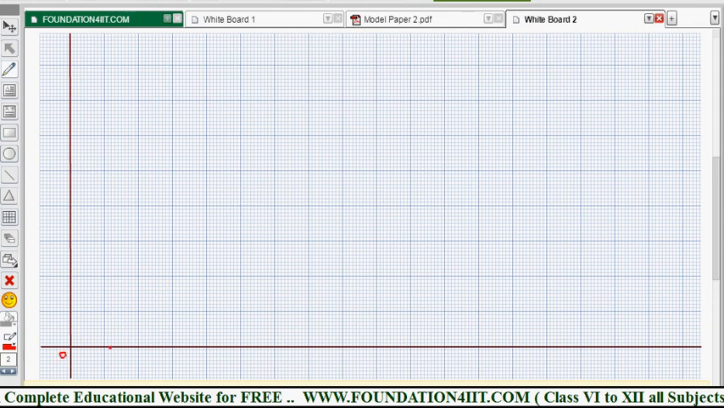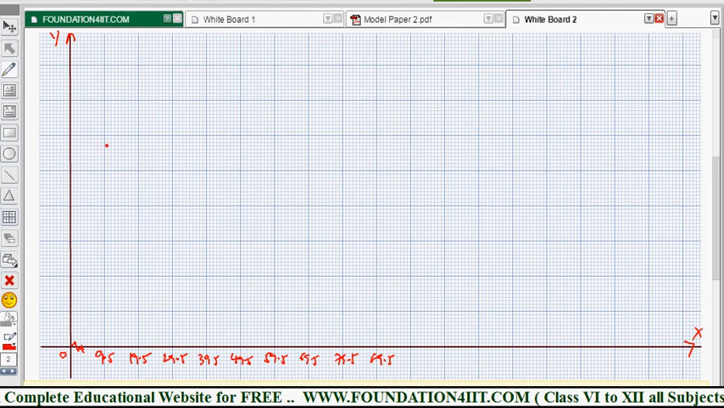We can start with a break symbol because it's not from 0. Starting is 9.5, and next is 19.5, 29.5, 39.5, 49.5, 59.5, 69.5. This is the data. 79.5, 89.5 is on the x-axis, and on the y-axis the last is 200.